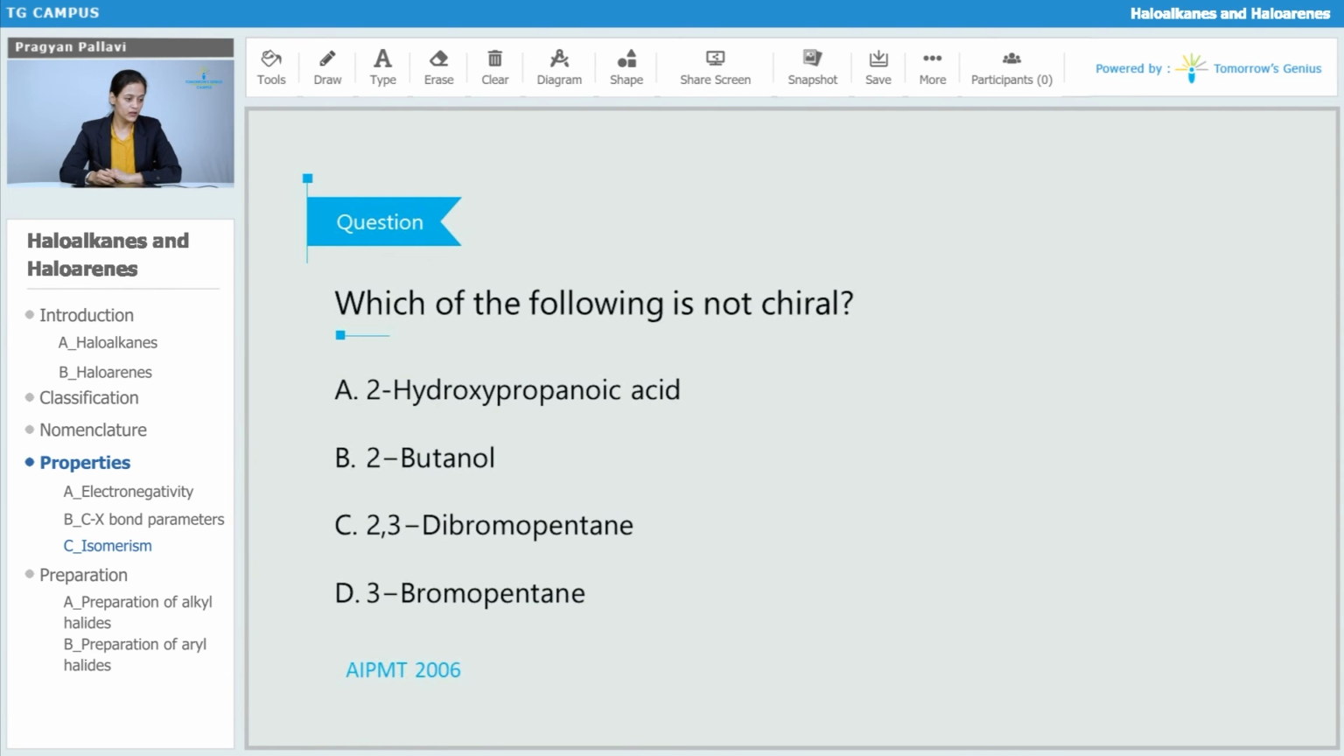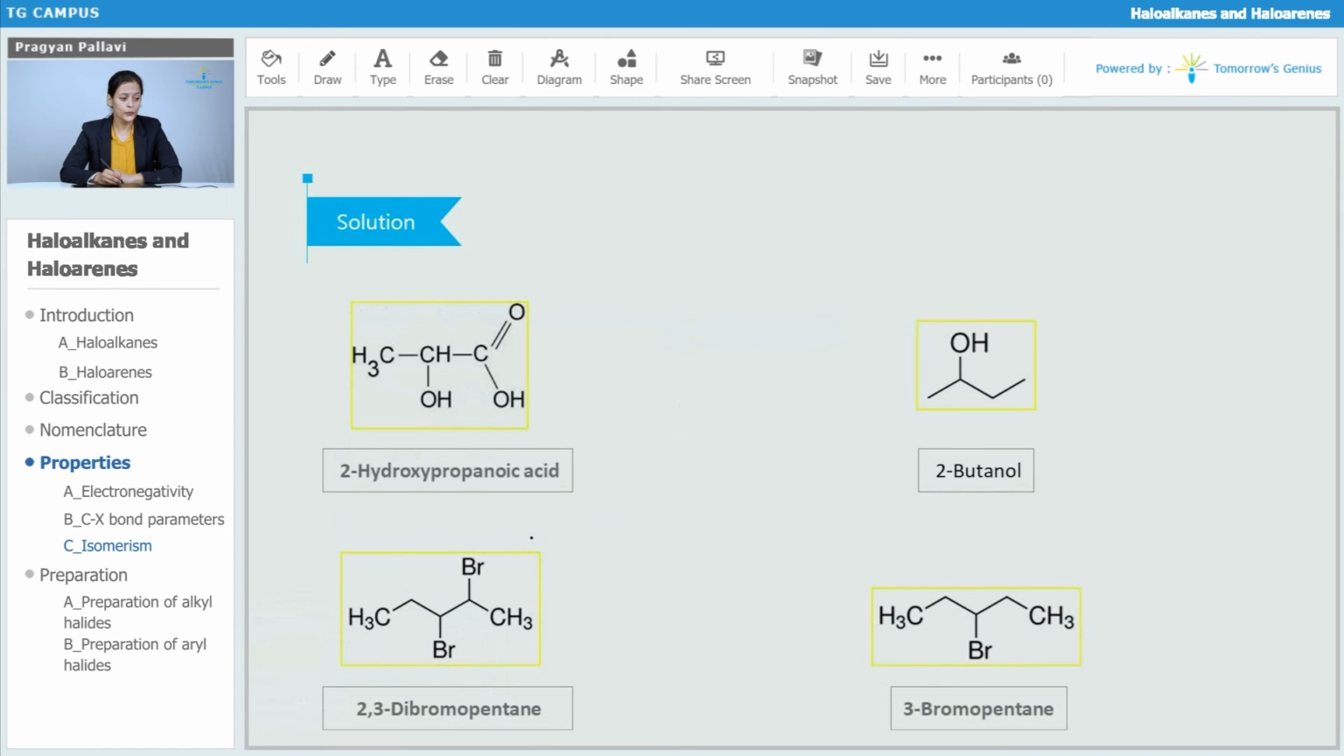Let's solve another question. Here it is: which of the following is not chiral? So we have to find the option where all the substituents are not different. Let's draw the structure of each one of them one by one. For 2-hydroxypropanoic acid, this will be the structure, and if we look at this carbon, all the substituents are different. Here it is methyl, then hydrogen, hydroxyl, and then this carboxylic group. So this carbon is a chiral carbon. So definitely this is not our option.